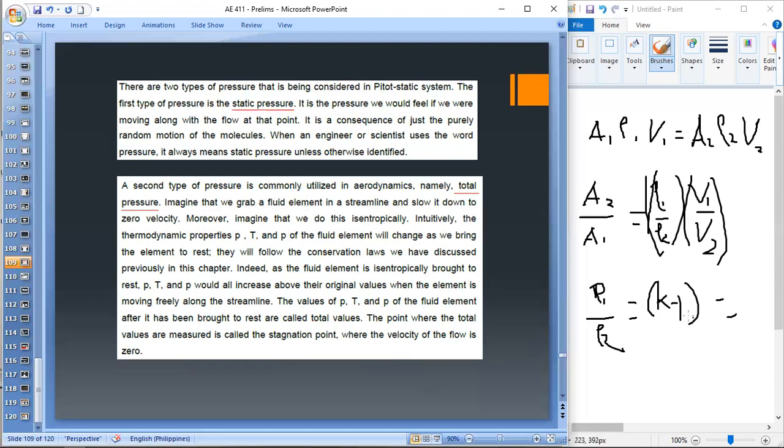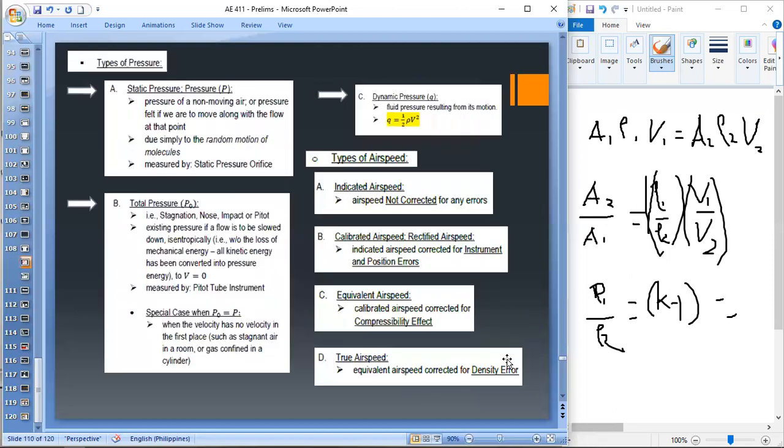So kung ano yung condition ng pressure, temperature, density mo, where the velocity of the flow is 0. So yun na yan. So type of pressure dito, nilagay ko lang to. Actually, wala to sa module. Nilagay ko lang siya for additional knowledge, since review lang talaga to.